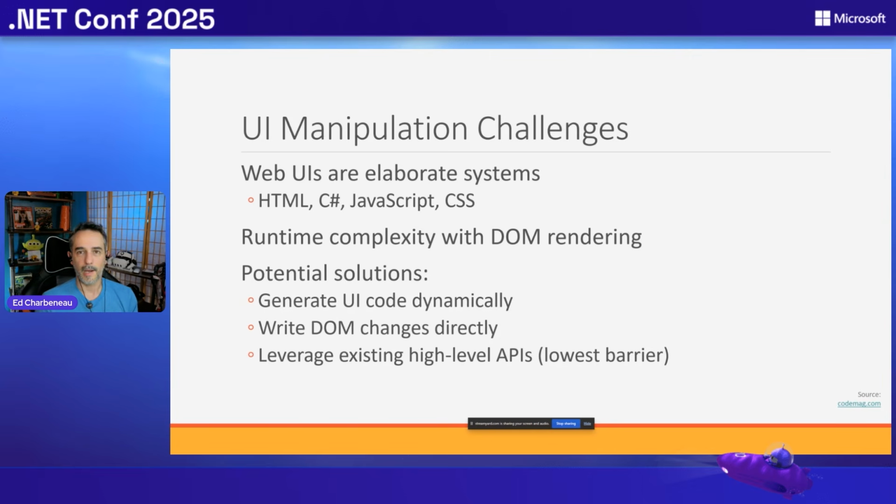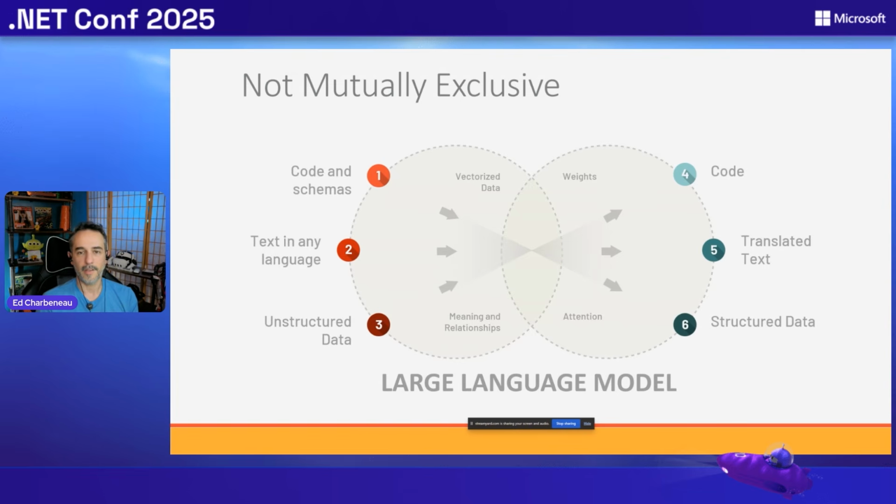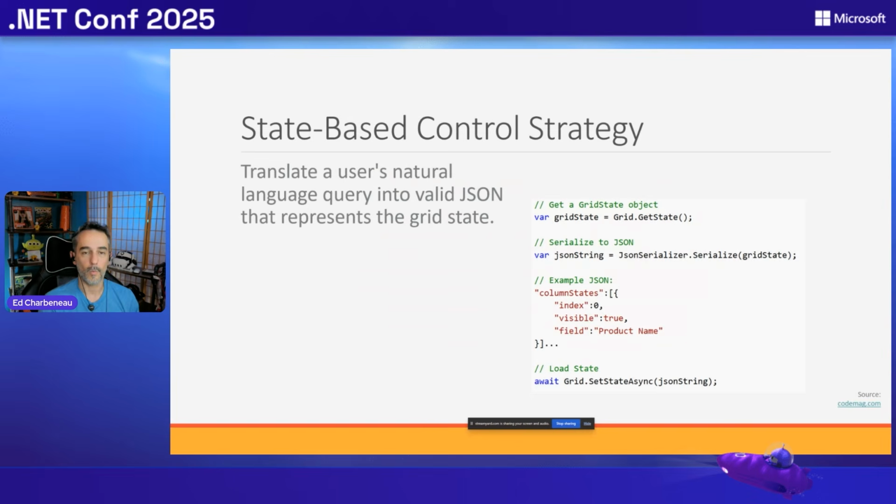So I started looking at what is the lowest barrier to entry for getting AI to understand what our user interface is doing and how the user wants to interact with it. So when you think about large language models, keep in mind that all of the things that it can do are not mutually exclusive. So for example, we can feed it code and data schemas, text in any language, and give it unstructured data. And our outputs can be code, translated text, and structured data. And we can mix and match these as much as we want.